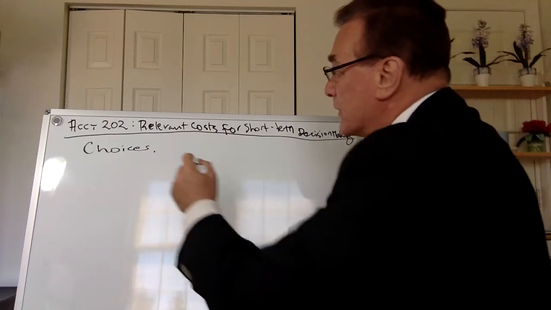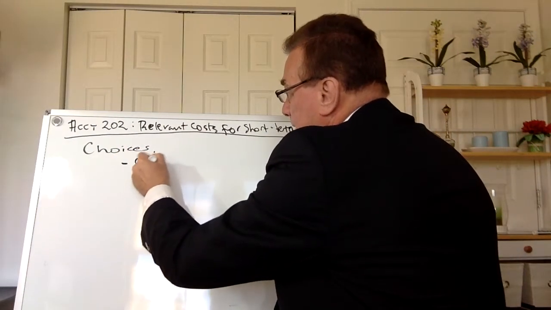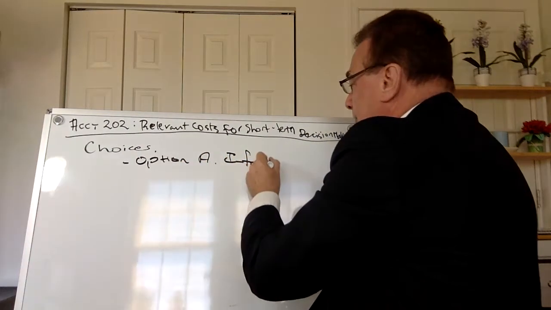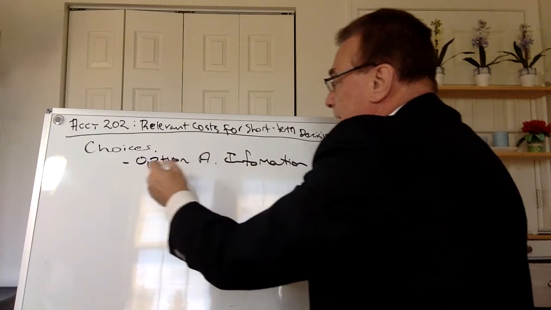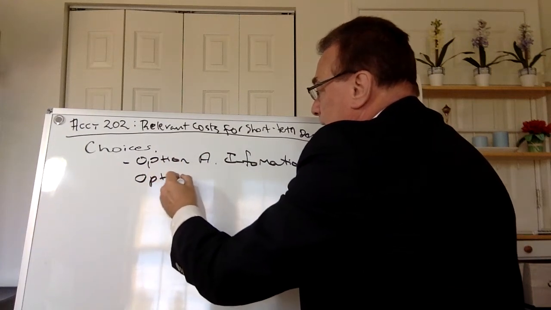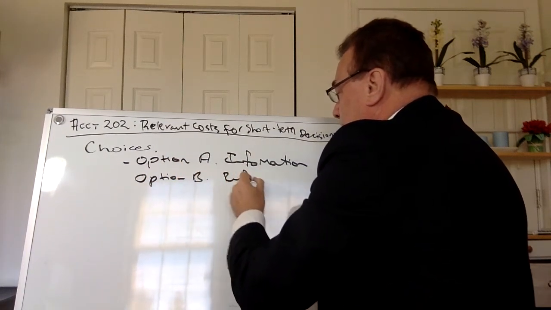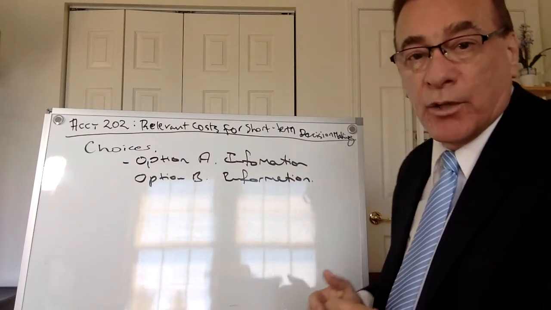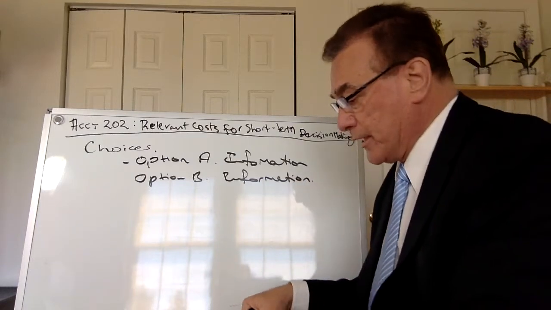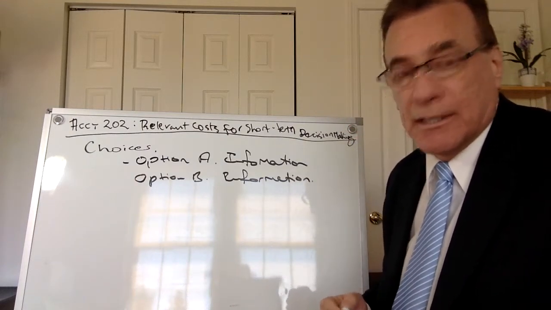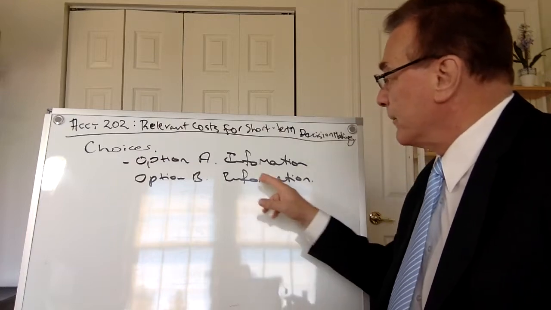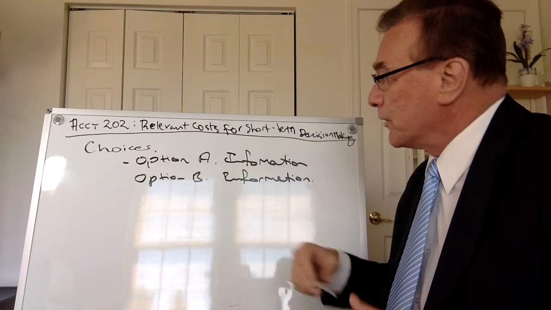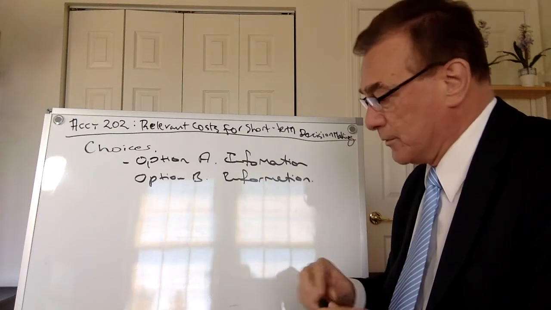So when you have different choices, maybe option A, you provide the information that goes with option A, and then option B, and then you provide the information for that option. Then the management has to decide which option they go with, option A or option B. So the job of the management accountant is to provide all of the information that will support option A or support option B as to which way management should go.